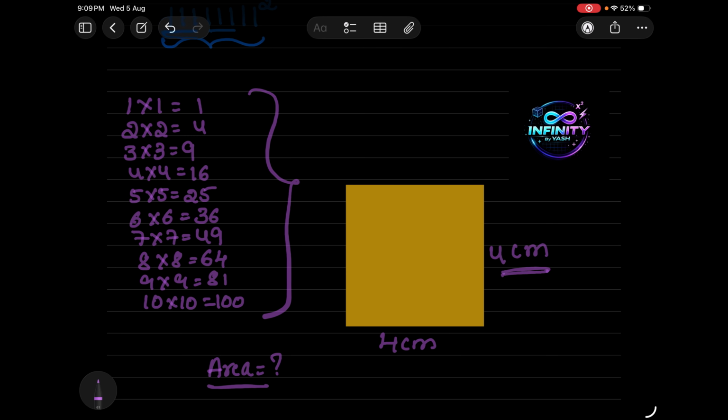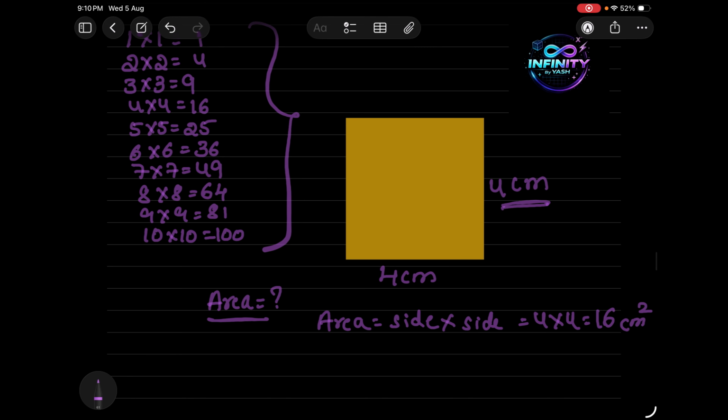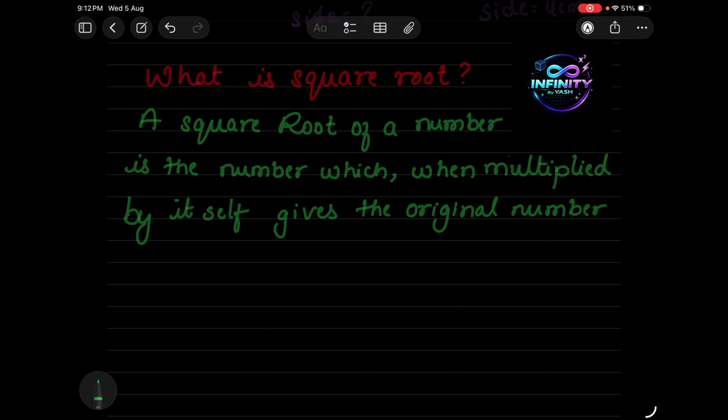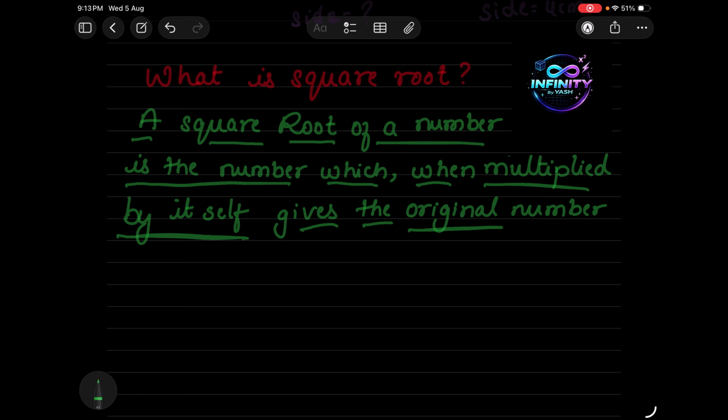What is its area? We know that area is equal to side times side, which is 4 cross 4, is 16 square centimeters. Right? Suppose the area is 16 square centimeters. Can you find the side? Of course, the answer is 4 centimeters. Finding the original number from its square is called finding the square root. Then what is a square root? A square root of a number is the number which, when multiplied by itself, gives the original number.